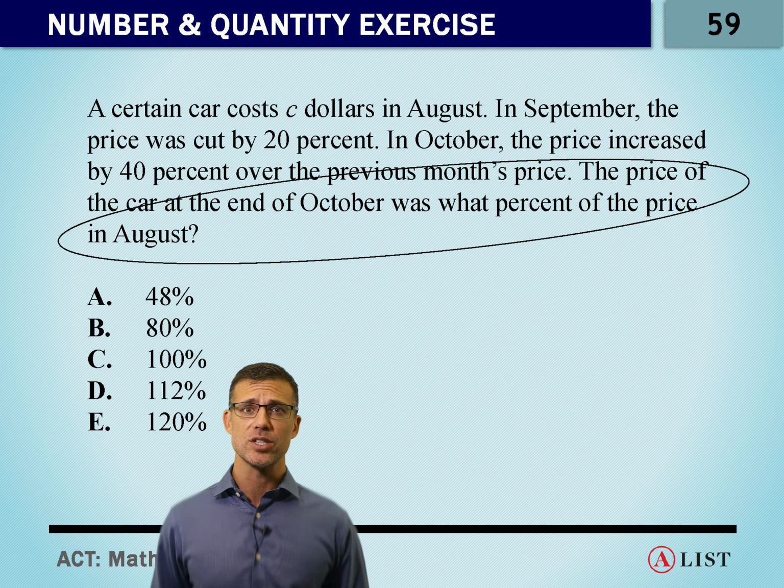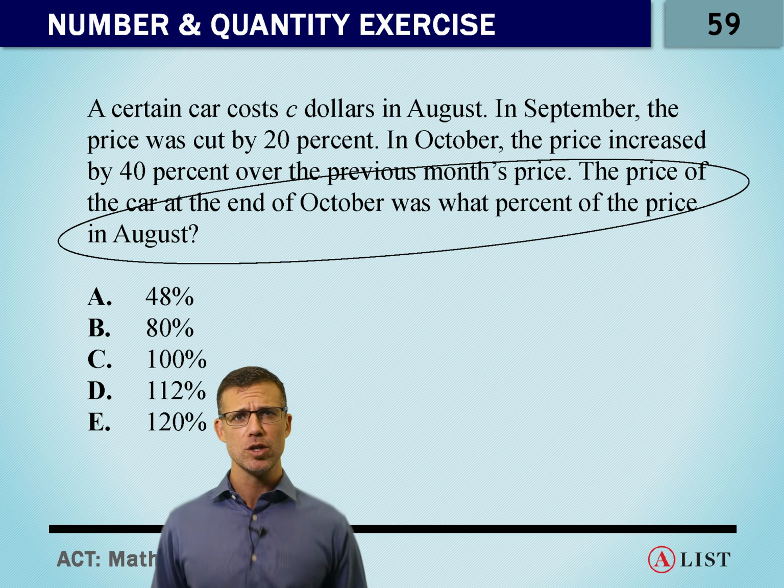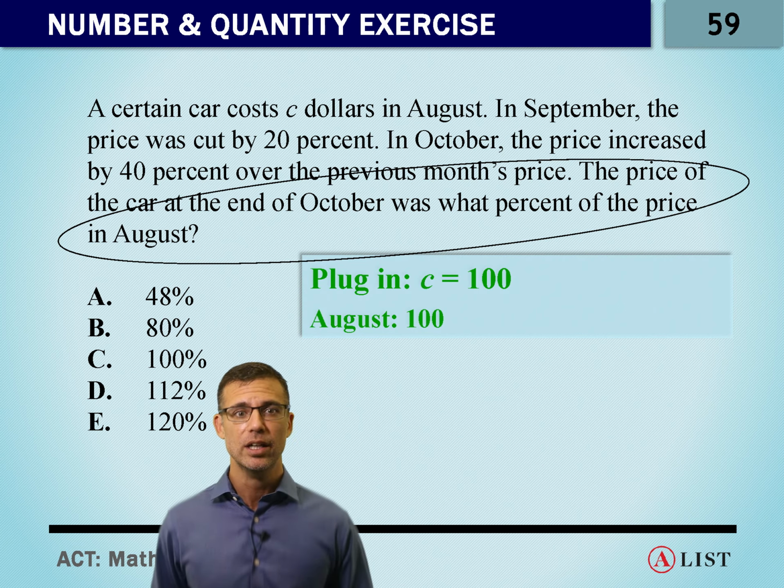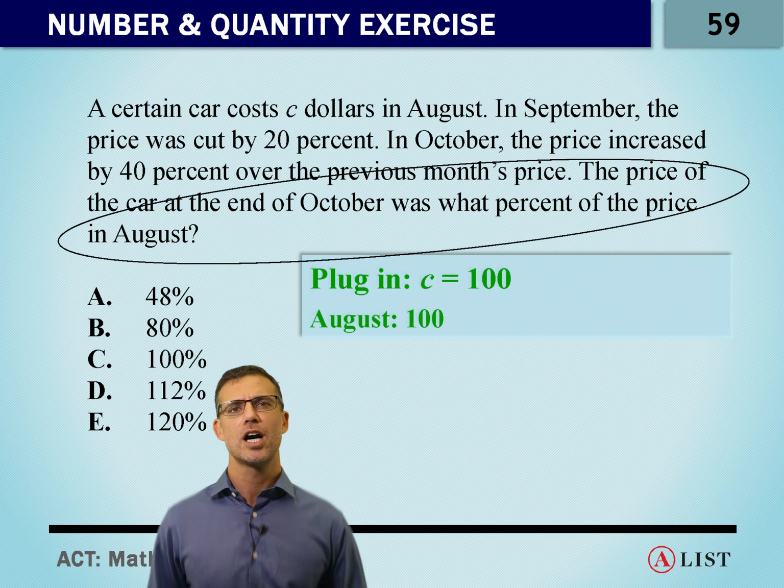Now, it's a percent question, so what would be the easiest number to choose to plug in for C to get started? That's right, it's 100. So in August, we're going to say this car costs $100.